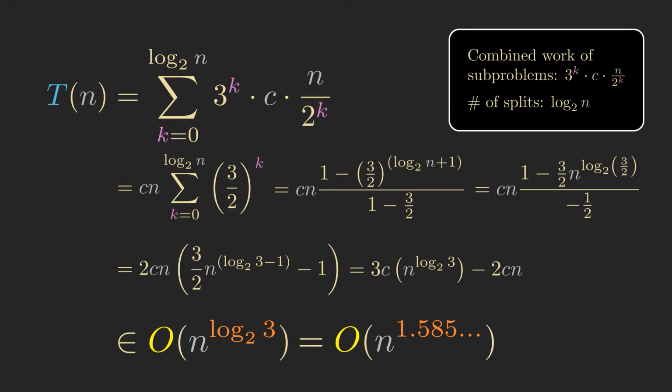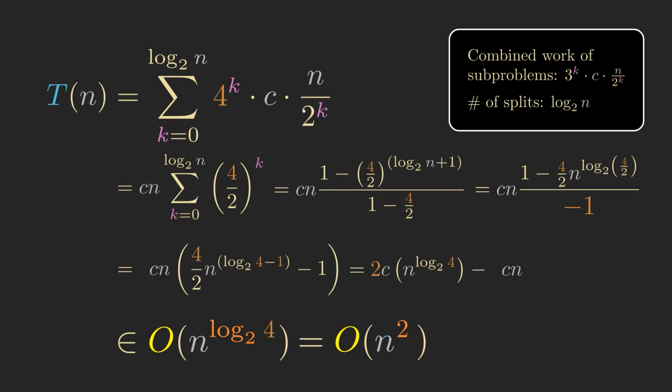Notice, by the way, that if we replace these 3s with 4s, this would constitute the analysis of the known recursive approach before Karatsuba's improvement, the one that makes 4 subproblems. In this case, the formula would work out to be in O of n squared, as I mentioned earlier.